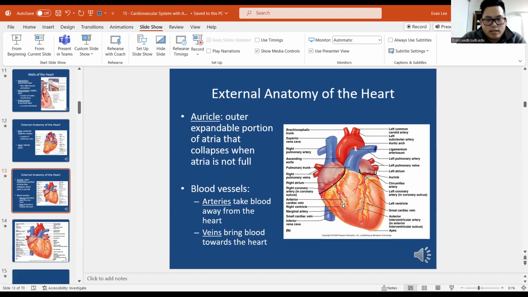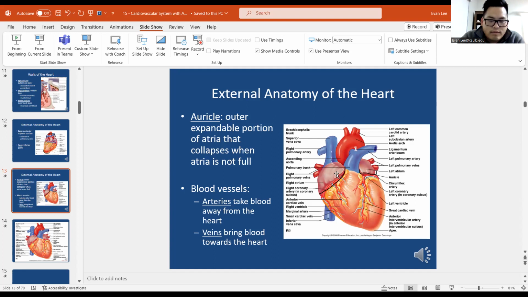Now, a couple more things to see on the outside of the heart. Although there are some things we'll be covering later, like all of these blood vessels, arteries, and veins, you can also see these flaps of tissue, which are called auricles. Auricles basically allow the atria to fill up a little bit more, allowing you to fill the heart with more blood than it normally would. So it's just an expandable portion of a couple of your different chambers of the heart.